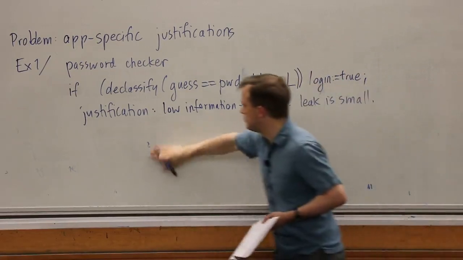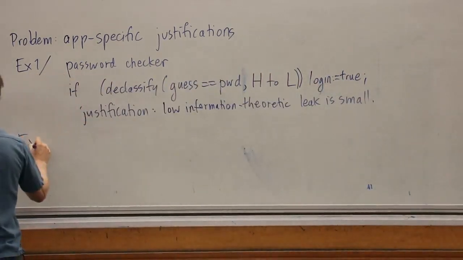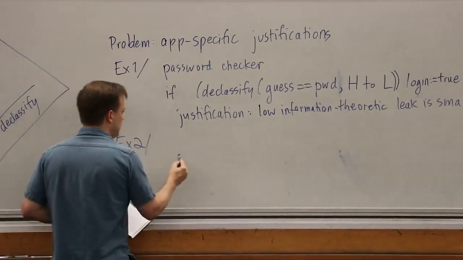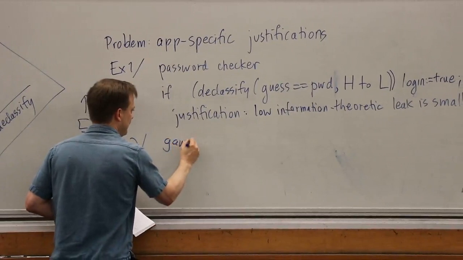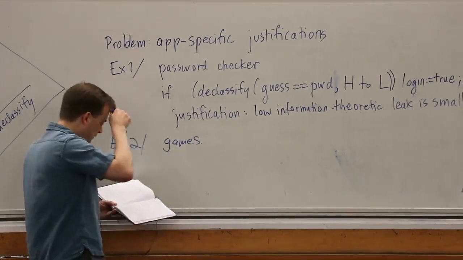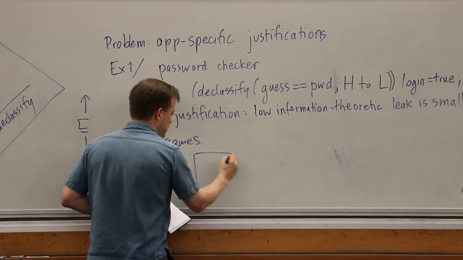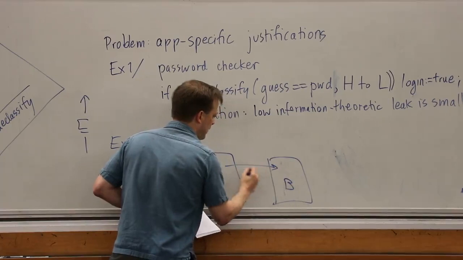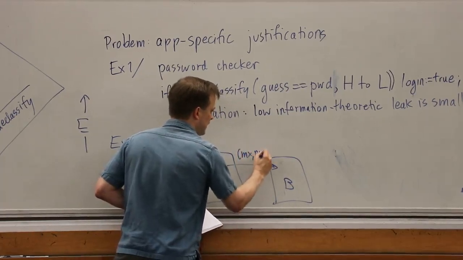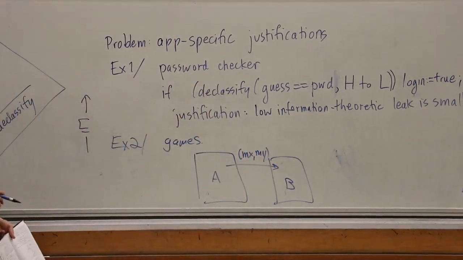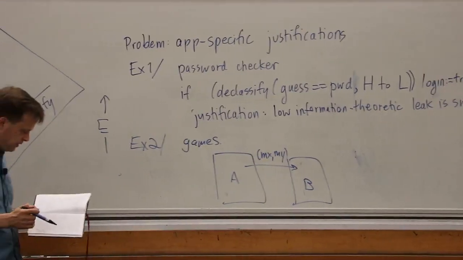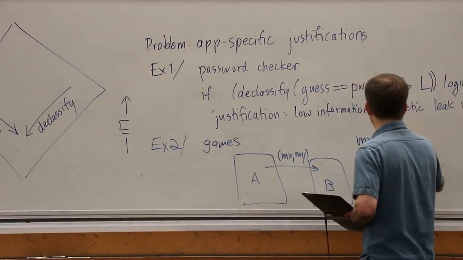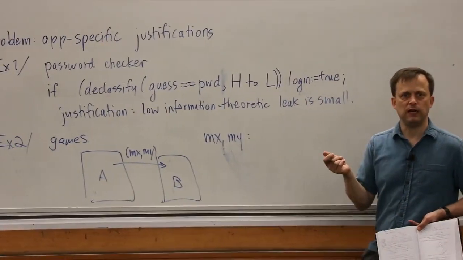Okay, so that's one possible reason why. Another possible reason why we might need downgrading is one we saw yesterday, and that is we're trying to build a game. So, for example, we could be building a distributed version of that battleship game. We have players A and B. Player A is sending moves over to player B, saying where player A wants to drop bombs on player B's board. And so these variables, mx and my, have the integrity only of player A.